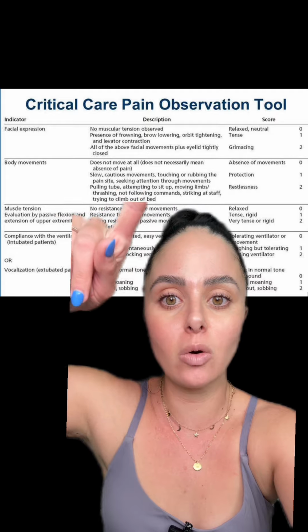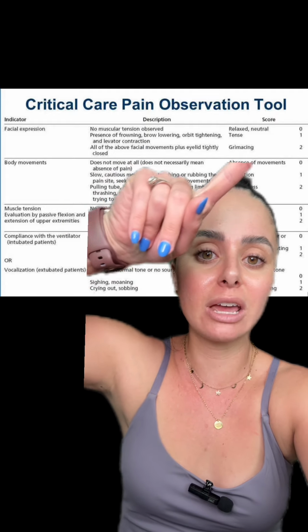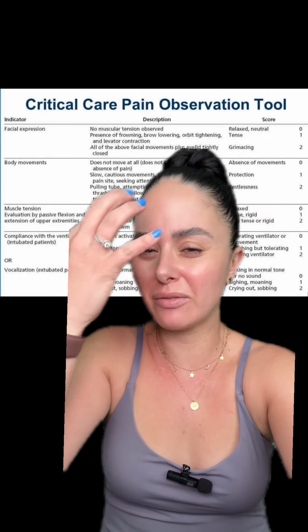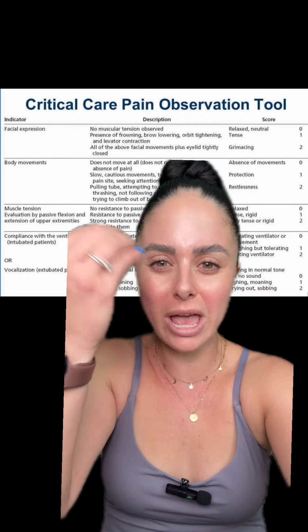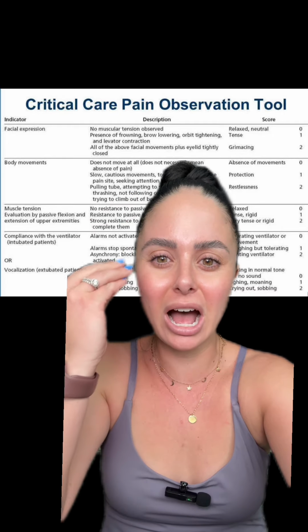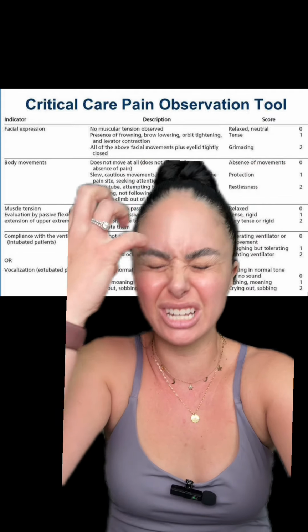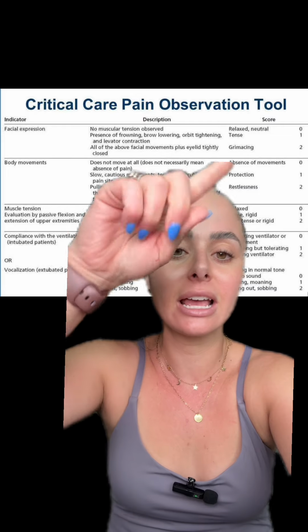So if they have no muscular tension observed, they would be a relaxed neutral score of 0. If the patient appears to have a little bit of that brow furrowing, that tightness around their eyes, then we can score them a 1. And if they have all of that, plus they're really grimacing, closing their eyes, we would score them a 2.